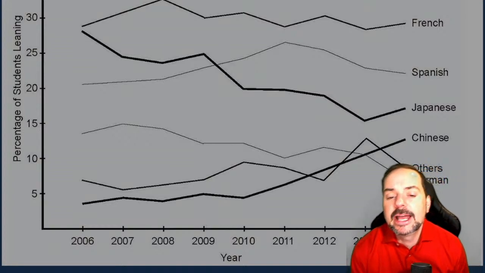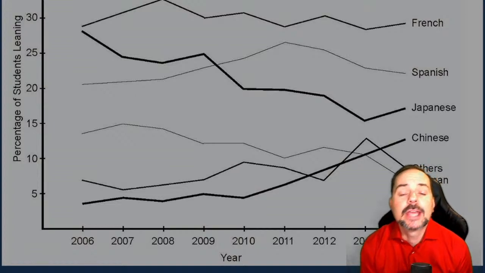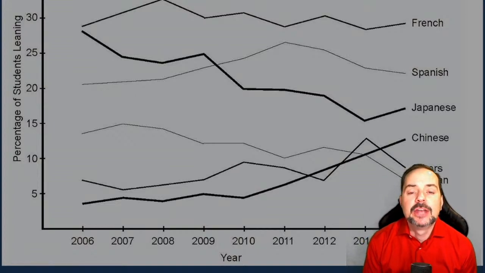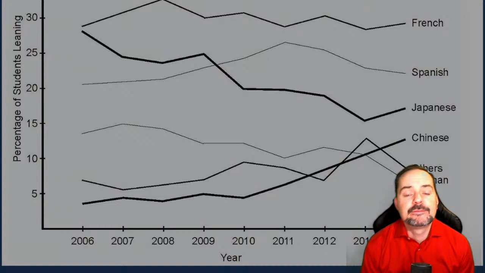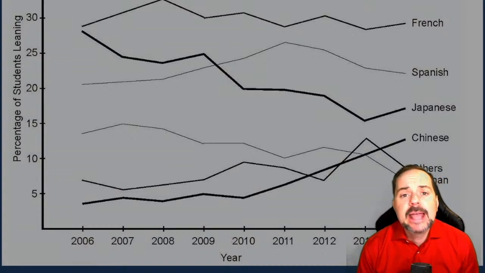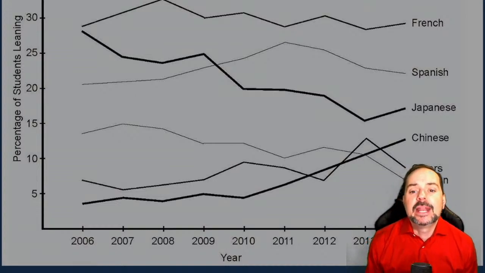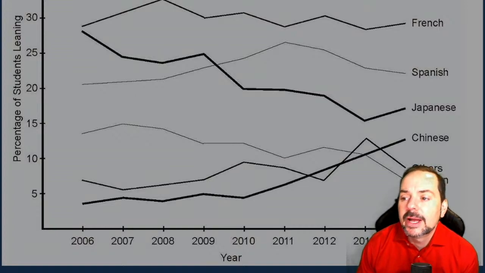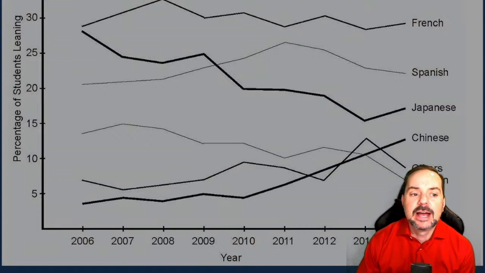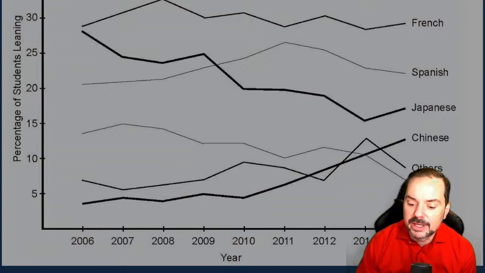So now that I have taken a look at the graph and observed the key information about the data, now I am ready to start writing, okay, this line graph. So a line graph, let me see here if I got it in my notes. I should.